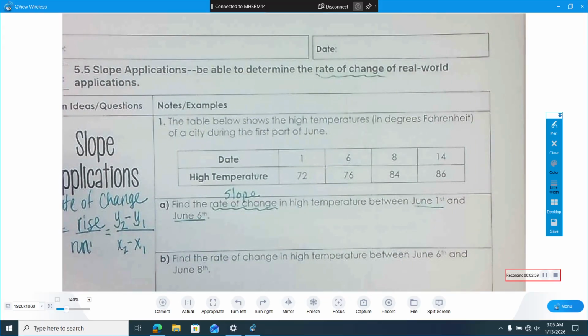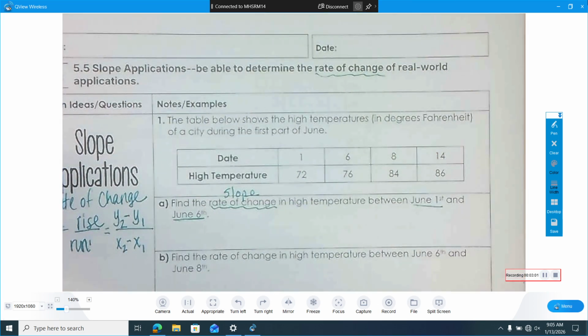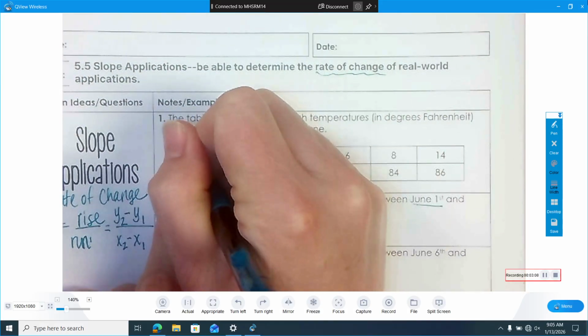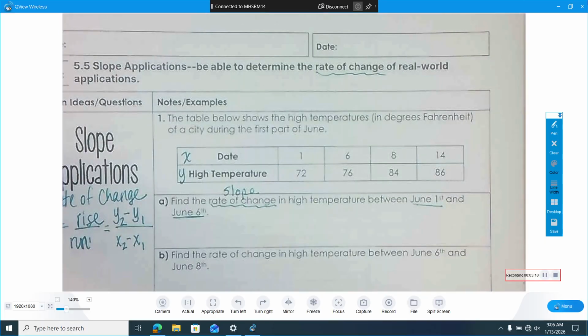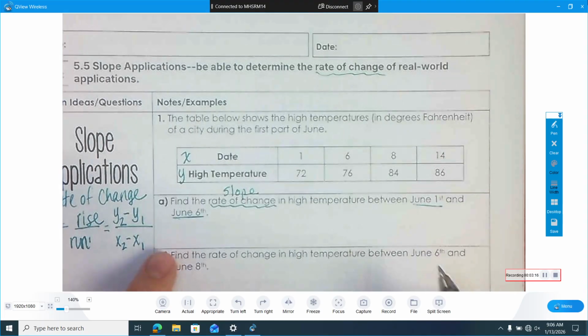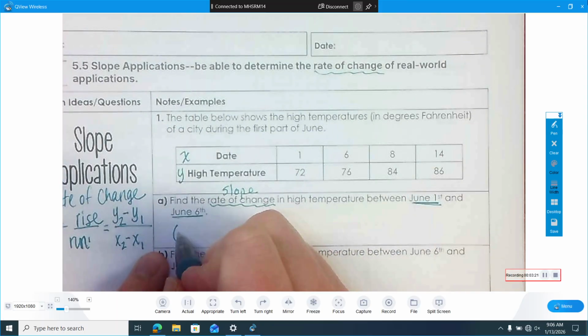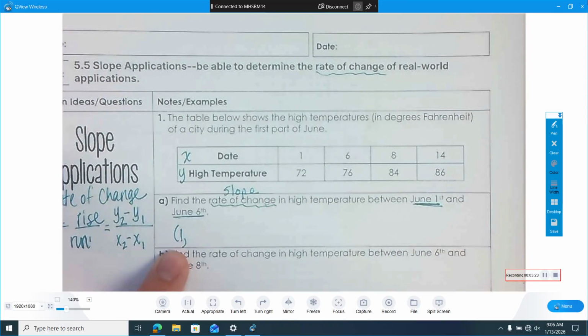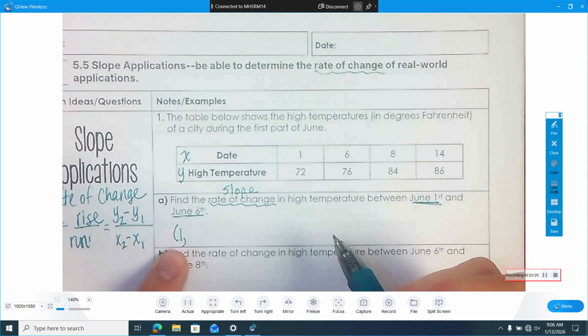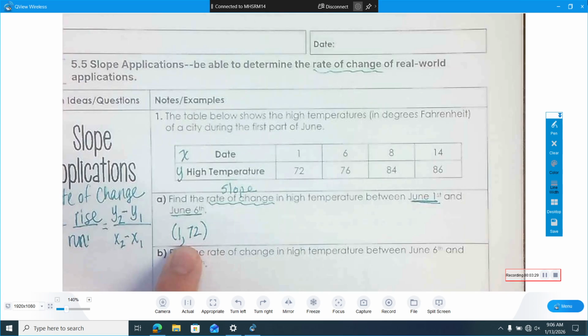Well, guess what? They've given us a table, and that table is simply ordered pairs. We have our x's and we have our y's. The date, the time, is that x variable, and the temperature is the y variable. So I just have ordered pairs. I want the first ordered pair, June 1st. Well, that was a 1. What was its output from our chart? 72, yeah. So there's one ordered pair.